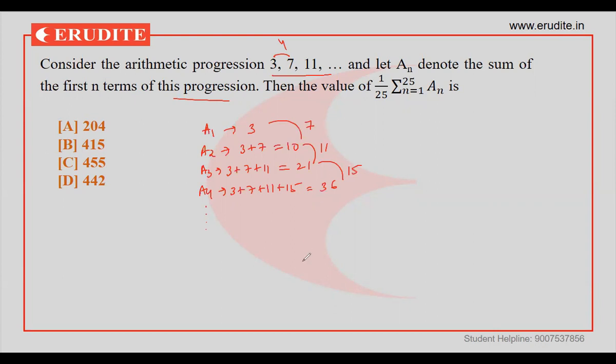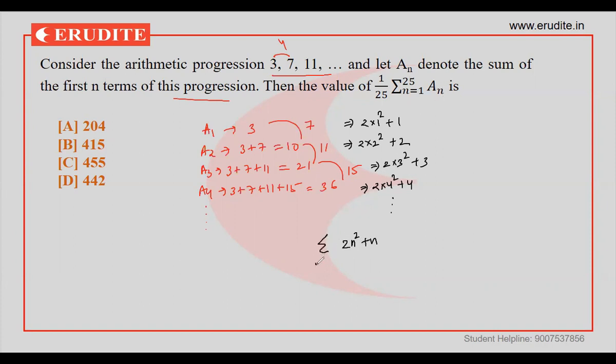So guys, whenever the differences of the terms are in an AP, then most of the time the general term can be written in the format of some square, right? If I analyze it carefully, I can write 3 this way: 2 into 1 square plus 1. 10 I can write as 2 into 2 square plus 2. 21 I can write as 2 into 3 square plus 3. 36 I can write as 2 into 4 square plus 4, and so on. So the general term I can write as 2n square plus n. So the nth general term is this.